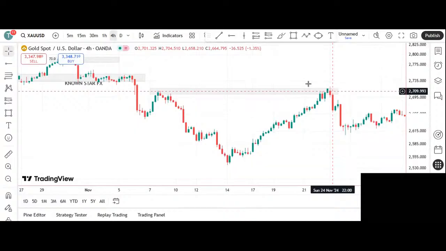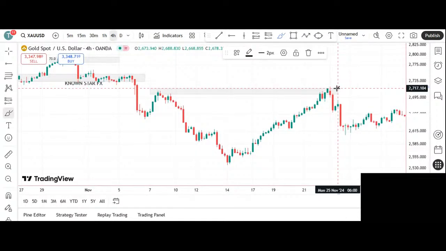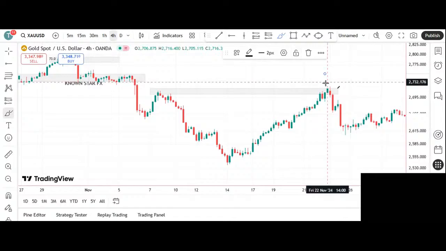Were we supposed to have bought or sold? I need your opinion in the chat box. Immediately the market came to your resistance level right here. Were we supposed to have bought or sold? I'm talking of this zone right here.